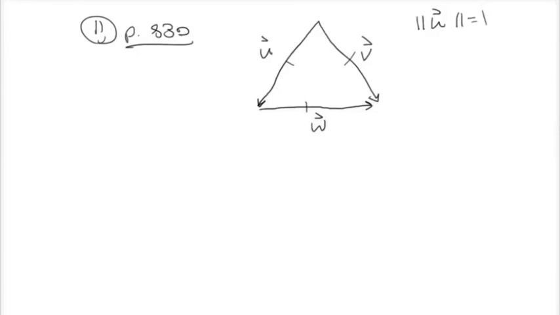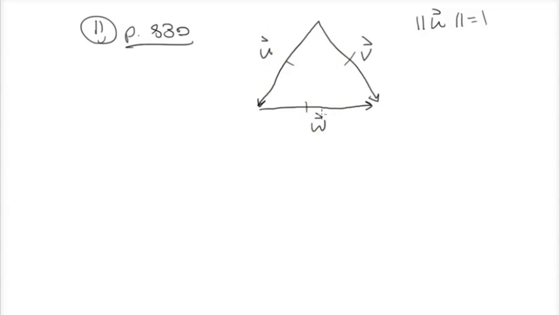So now let's do a couple practice problems using the dot product, some problems that you might encounter in your course. So we'll do number 11 on page 830 in your book, and what the problem asks from us is, given this diagram right here where we have three vectors u, v, and w, they all have the same magnitude, and the magnitude of u is 1, so they're all unit vectors. Given this setup, find the dot product between u and v, and find the dot product between u and w.